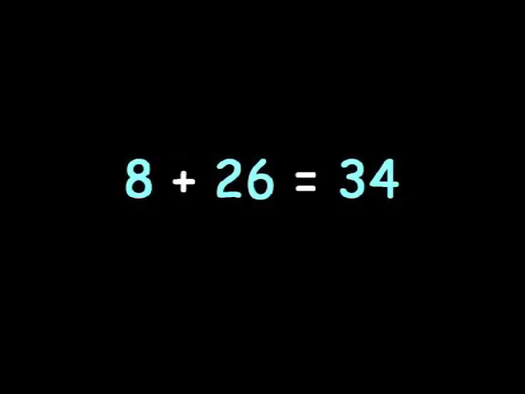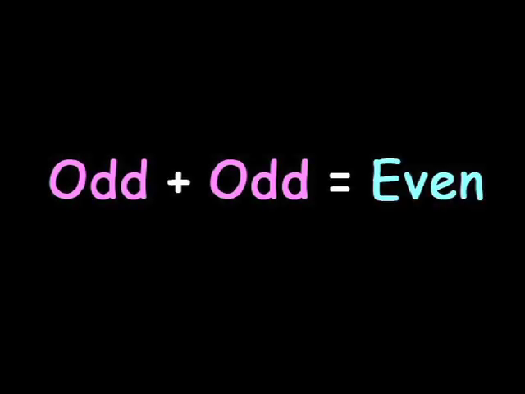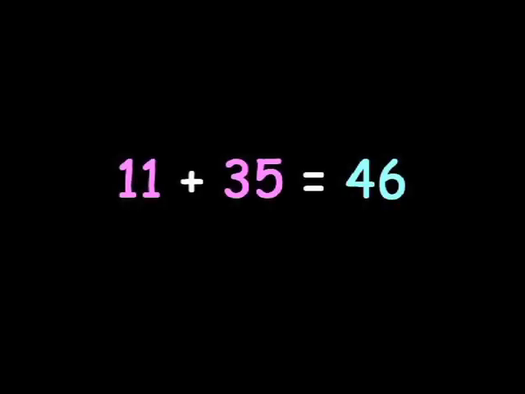3 facts worth remembering about adding even and odd numbers, and it doesn't matter which order you add them in, are as follows. If you add together 2 even numbers, you always get an even number. For example, 2 plus 4 equals 6, or 8 plus 26 is 34. If you add together 2 odd numbers, you always get an even number. So 3 plus 5 equals 8, or 11 plus 35 equals 46.